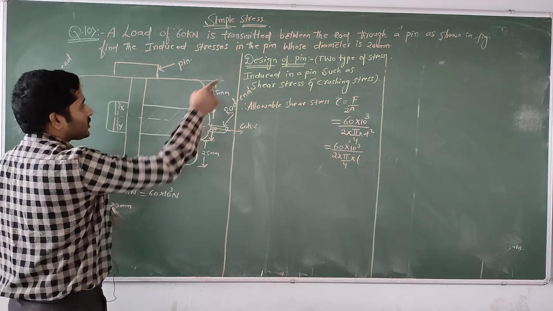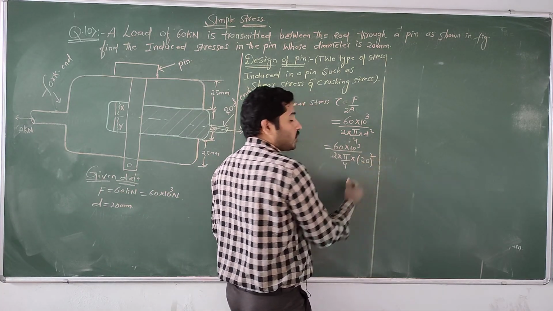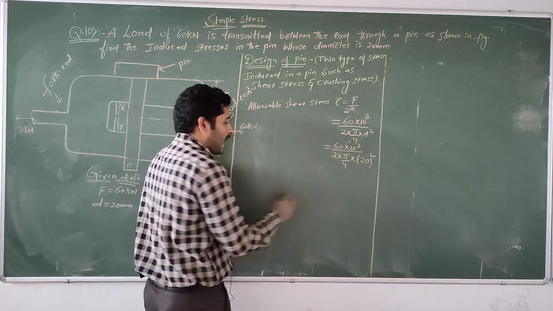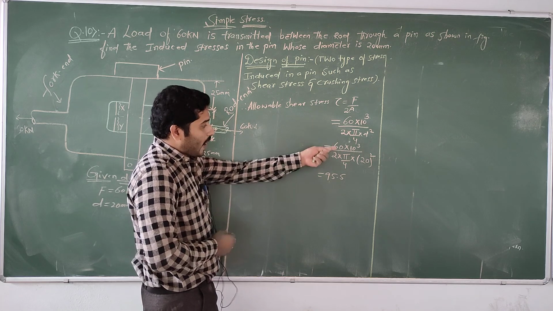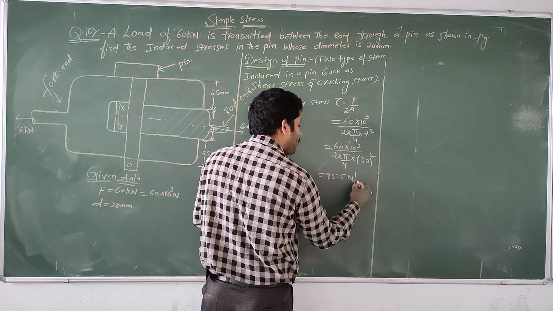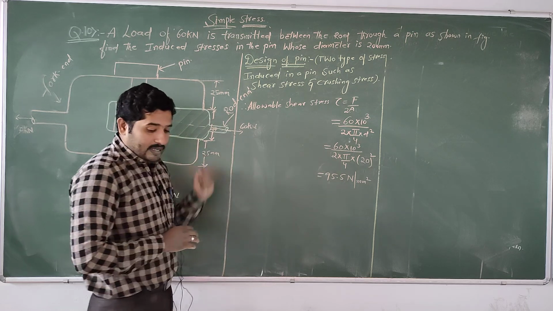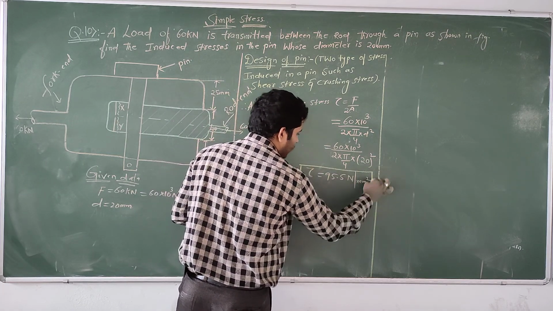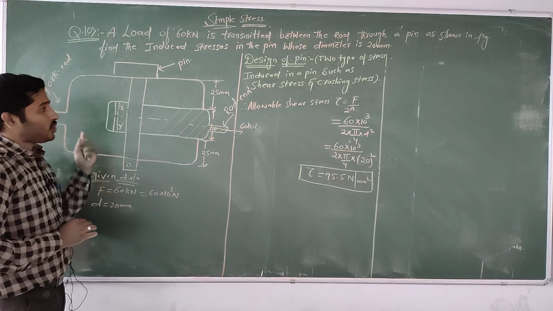Diameter of the pin, how much is given here? It is given as 20 mm. Then you need to substitute this value, 20 whole square. If you divide by the calculator, then you will get the answer 95.5 Newton per mm square. It's in tensile nature. Tau is equal to 95.5 Newton per mm square. That is the value of allowable shear stress.